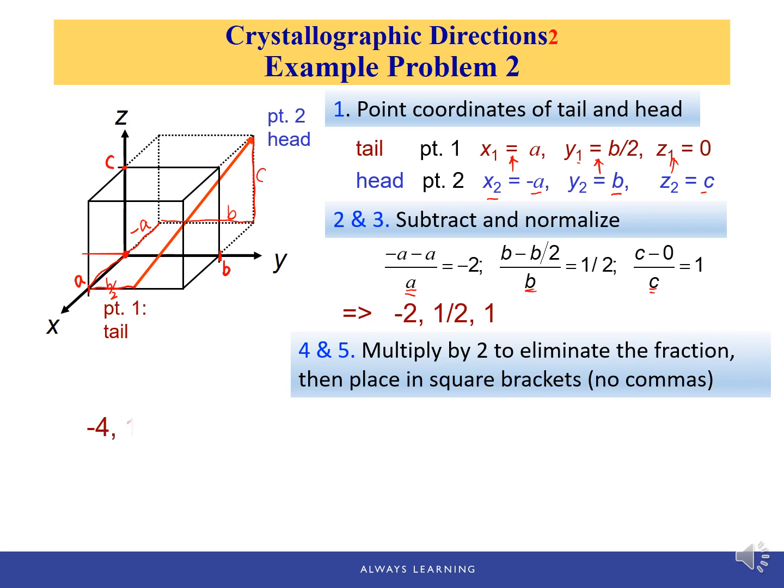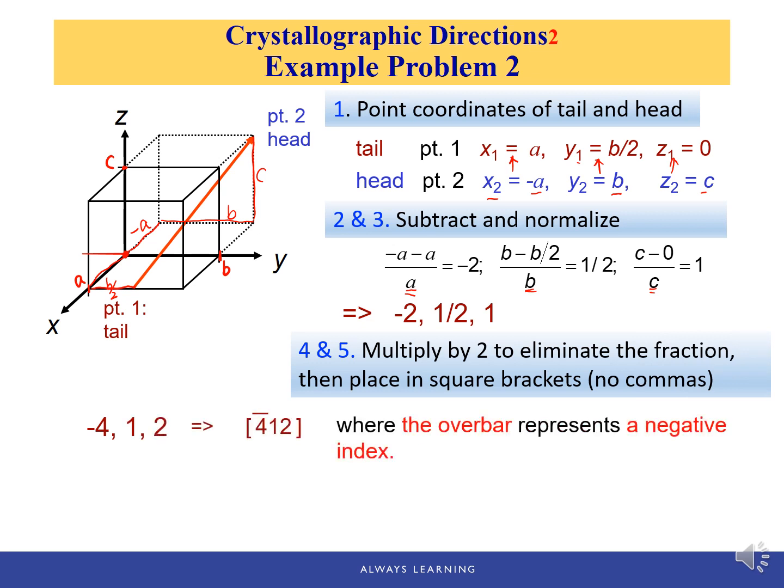So next step, step 4 and step 5, we can combine those two steps. We are going to multiply by 2 to eliminate the fraction, or to reduce the set of numbers to the smallest integers. So times 2, we have -4, 1, and 2. So this is the smallest integer group. And then we're going to place the set of numbers in square brackets and also remove the commas.